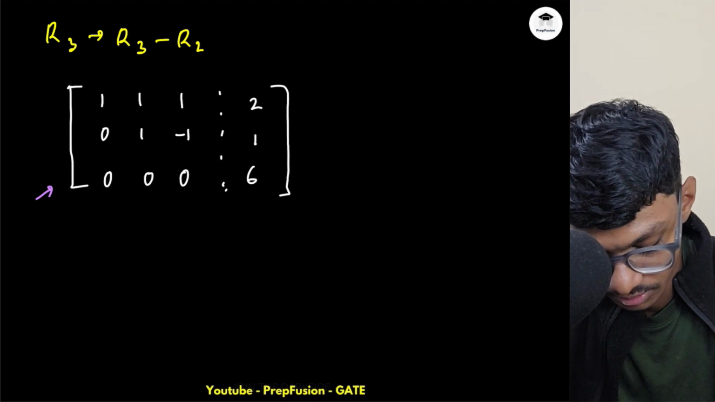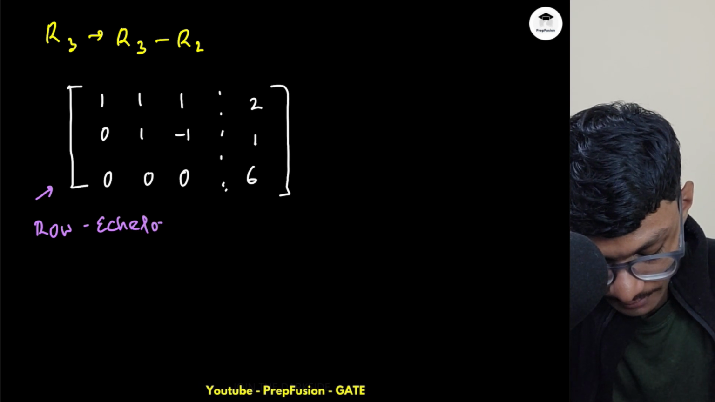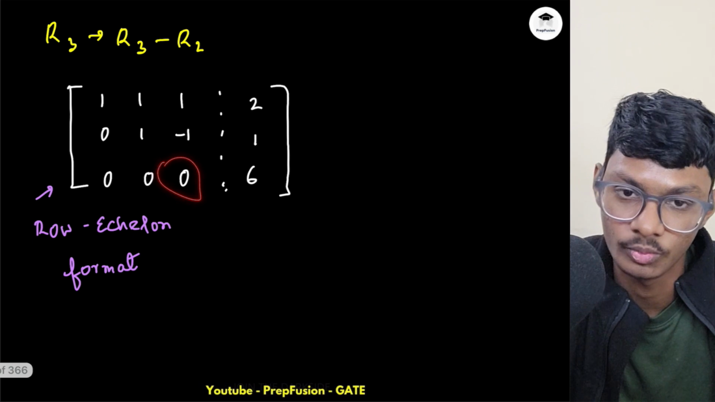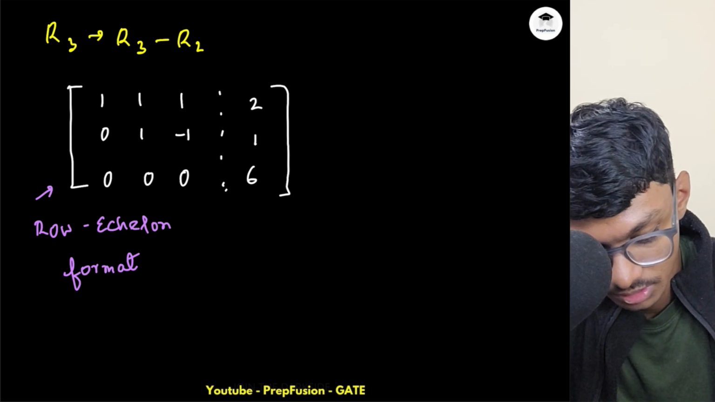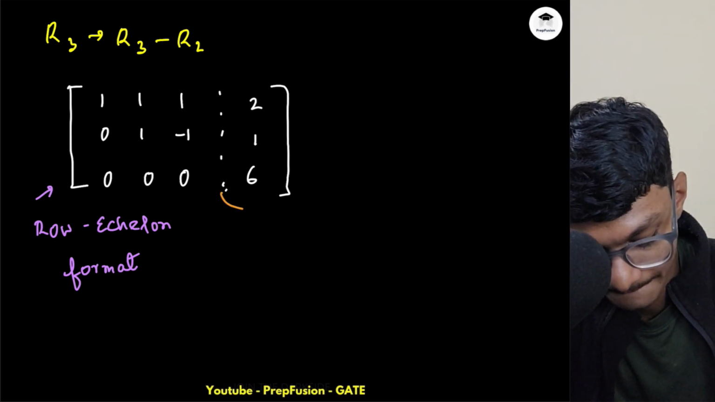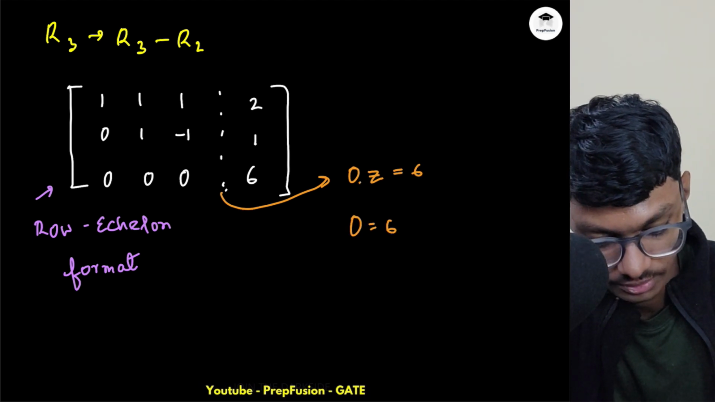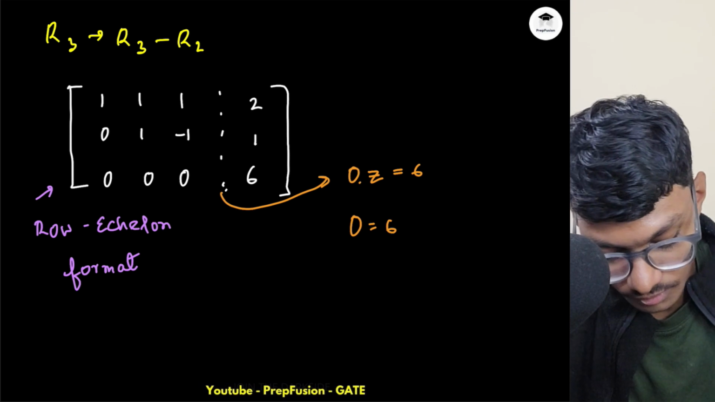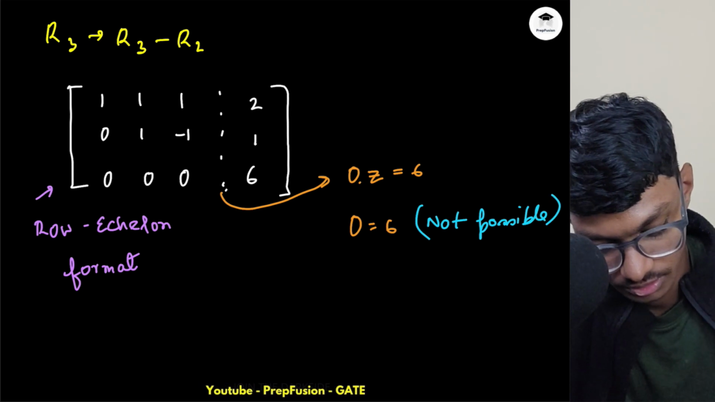Now I have to stop over here, at row echelon format. But what is the problem right now? What I previously did, I tried to equate 2z equals 6. But now, what is this telling me? This is telling me that 0 times z equals 6, which is 0 equals 6, which is not possible. This is like the first lecture, deja vu, right? So obviously, we don't have any solution. No solution.